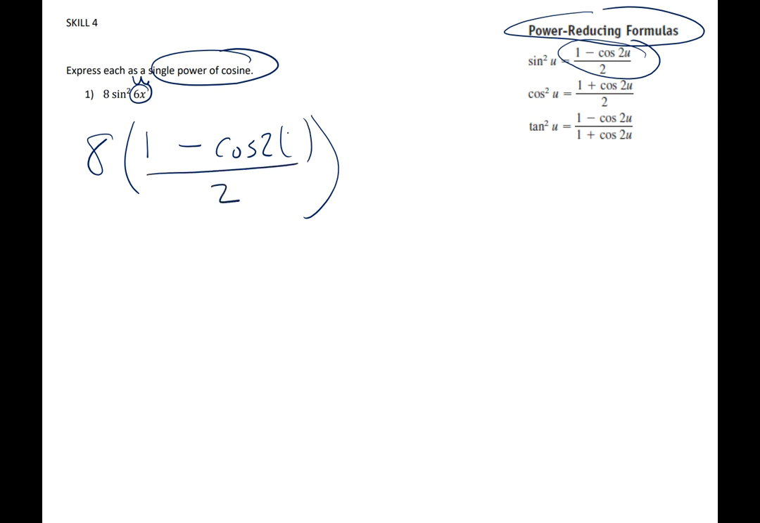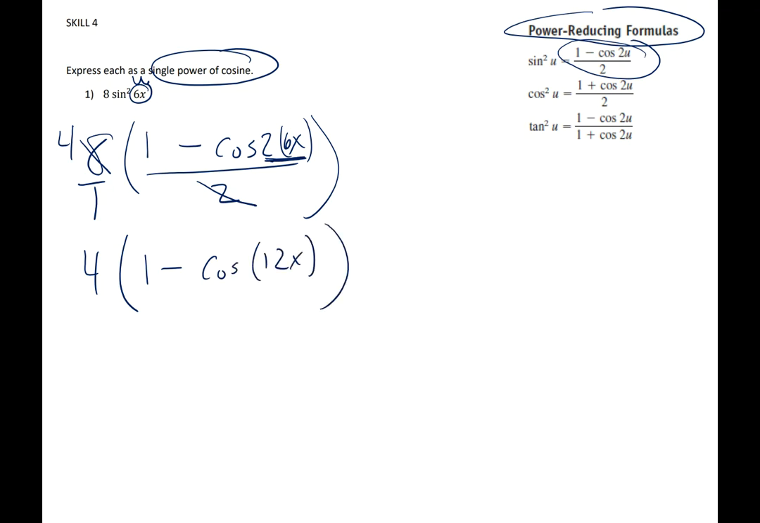Well, the u I'm going to put in is 6x. This is a numerator. This is a denominator. Our fractions from like 4th grade, 5th grade tell us that I can take 2 and divide it into 8, which is 4. And then I'm going to multiply together the 2 and the 6, so I get 1 minus cosine of 12x. I don't need to distribute in. You could probably leave it like that.